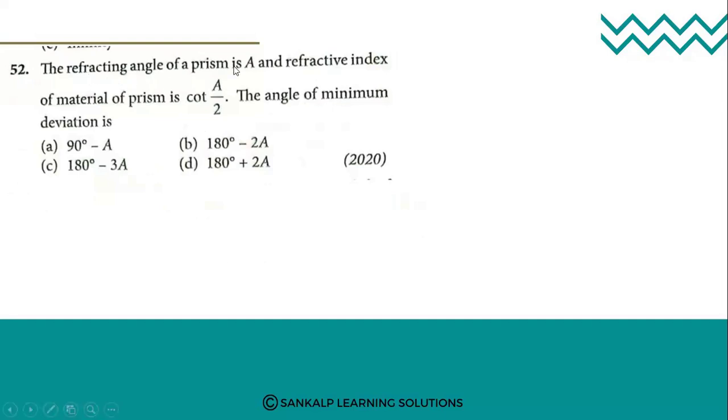See here. The refracting angle of a prism is A and the refractive index of the material of the prism is cot of A by 2. Okay, the angle of minimum deviation. So the value of the angle of minimum deviation. Here given is the angle of the prism is A, refractive index is taken as cot of A by 2. What is the value of minimum deviation? Yes, how to do this?